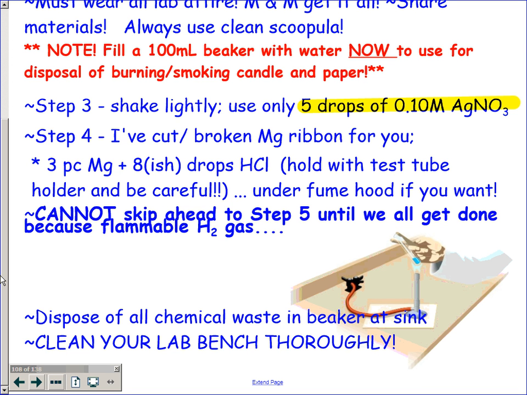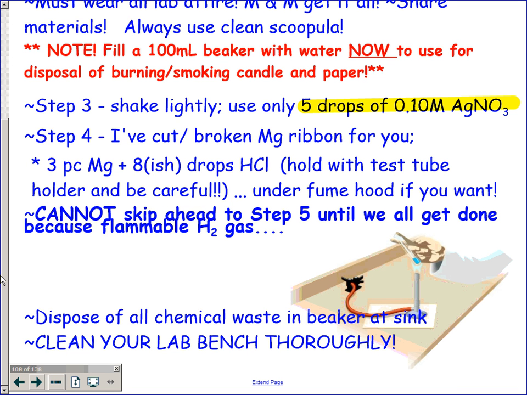So on step 4, do you see 4 on your paper? I have done this for you. I took a piece of magnesium ribbon, and it's really long, and I cut it into little pieces. So what did I do for you? I did a what kind of change? A physical change. So you might want to write that part down, because I had to cut it so I could distribute it to your lab groups.